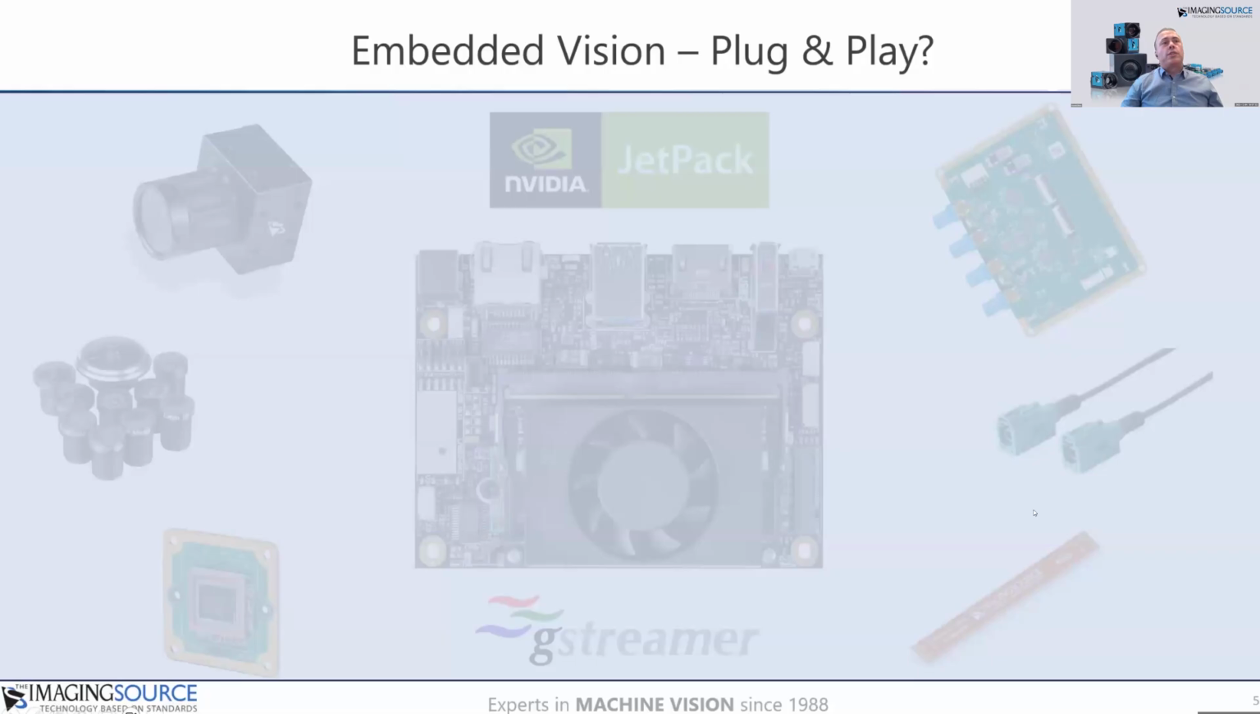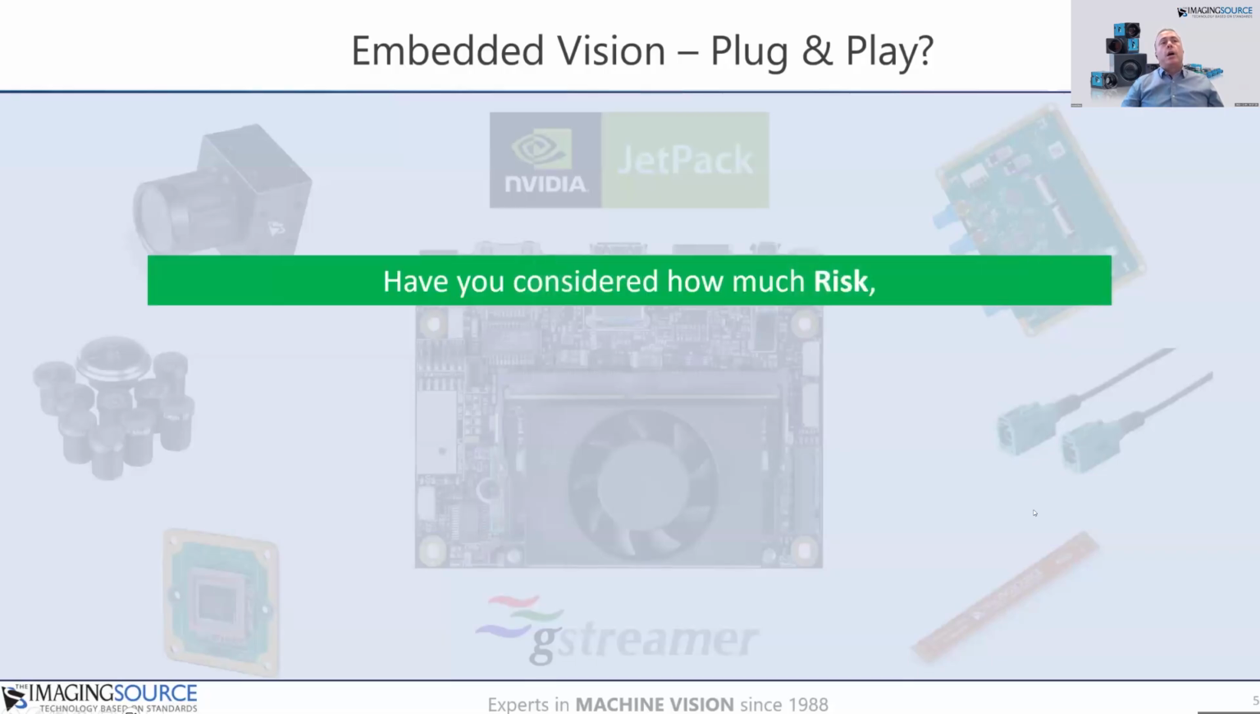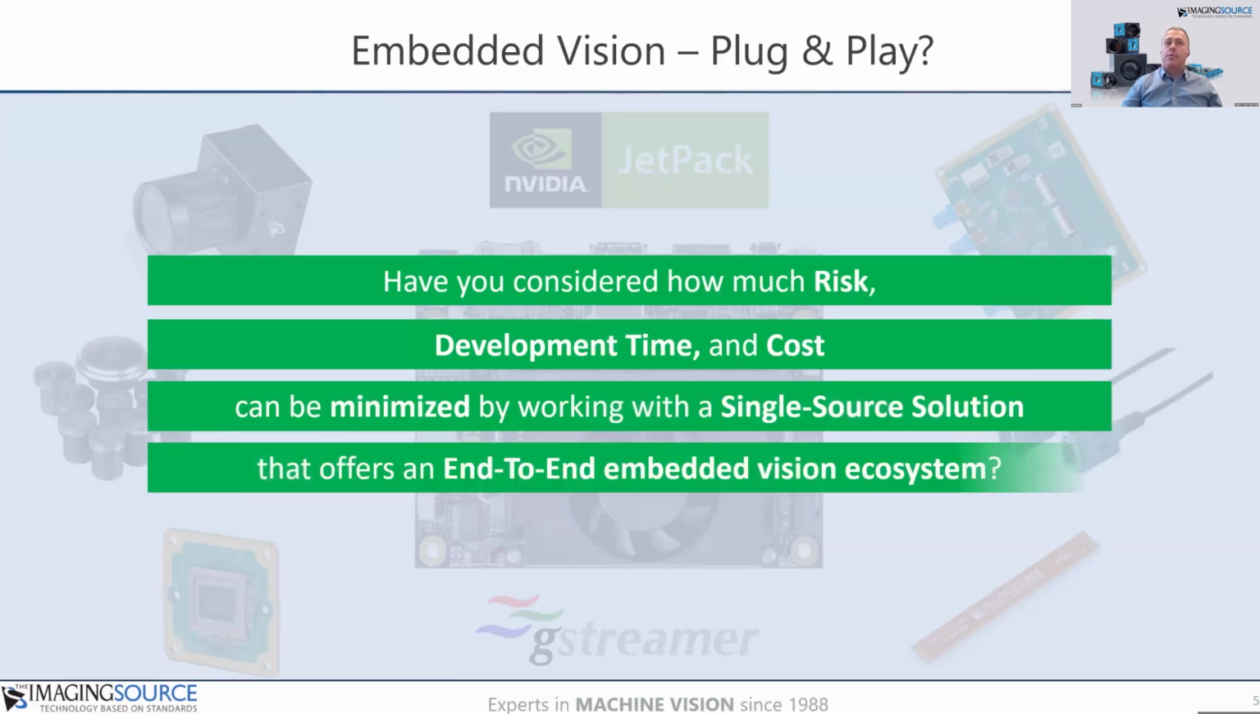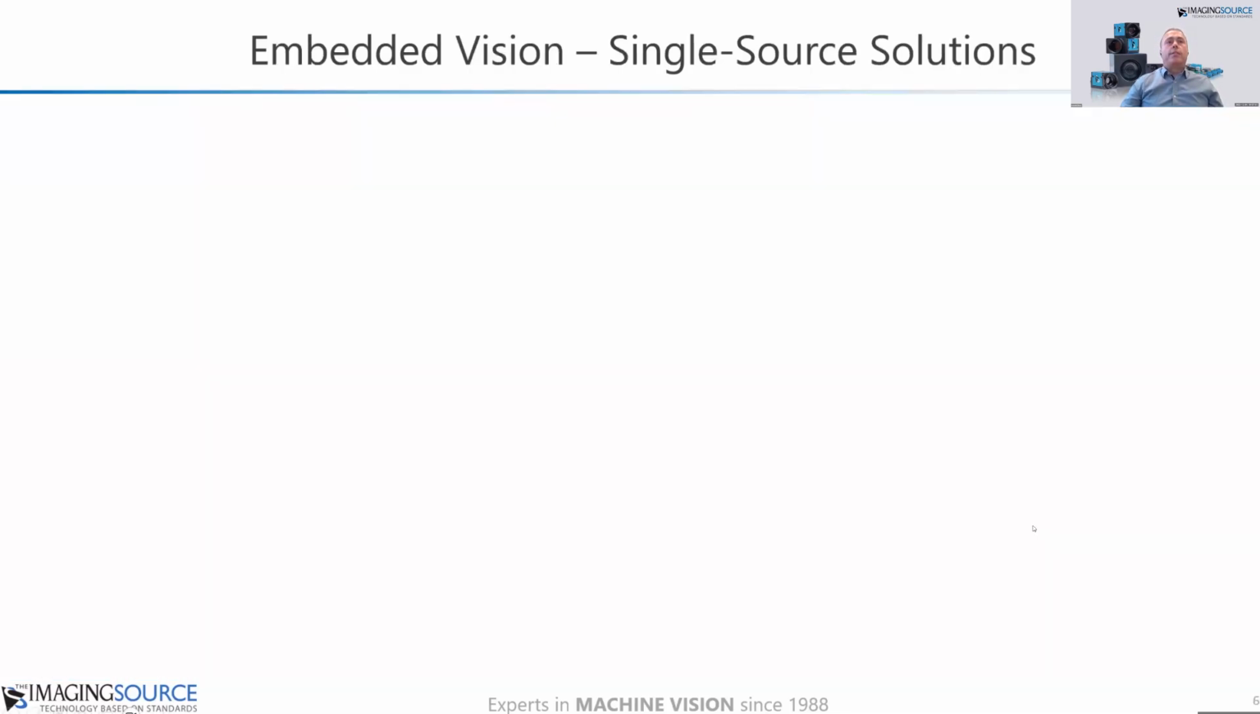But to put this question in another way, have you considered how much risk, development time, and costs can be minimized by using single source solutions that offer the end-to-end embedded vision ecosystem that the customer is looking for? And this has basically been our question for the last years, I would say. And we try to answer this question by pursuing a single source solution approach.